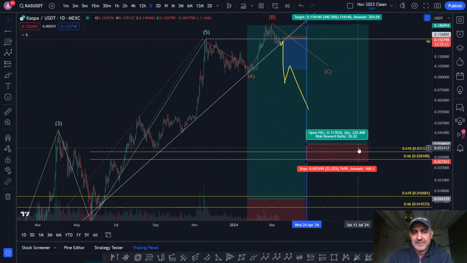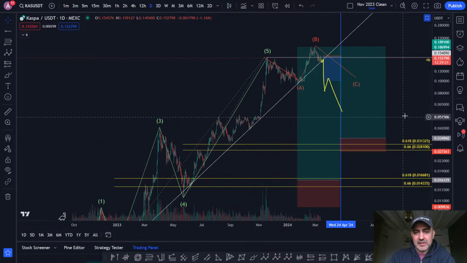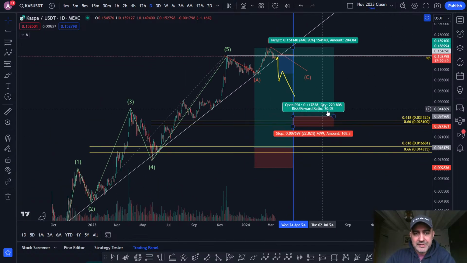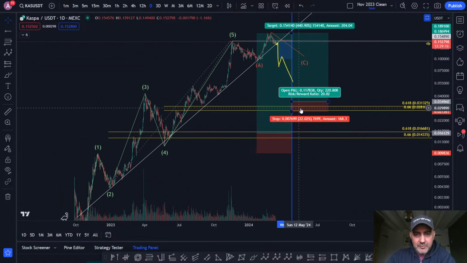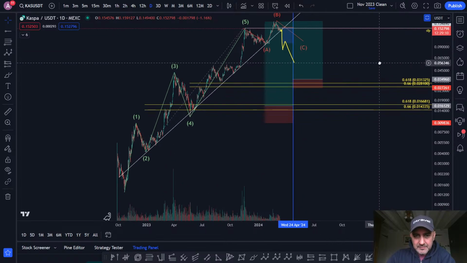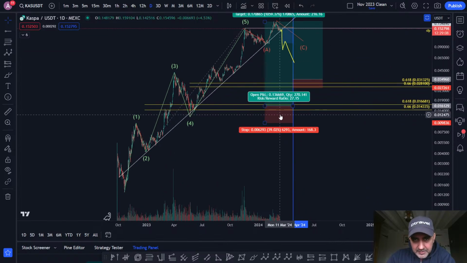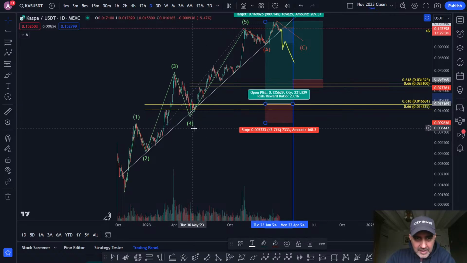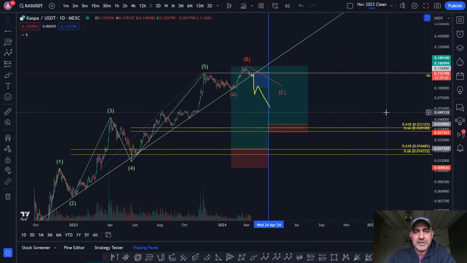I don't think we'll get down to these lower prices. I just don't see it. But anything's possible, and if it was possible to get down to these lower prices, it would be an opportunity, especially this one here. I don't think so, but you never know.